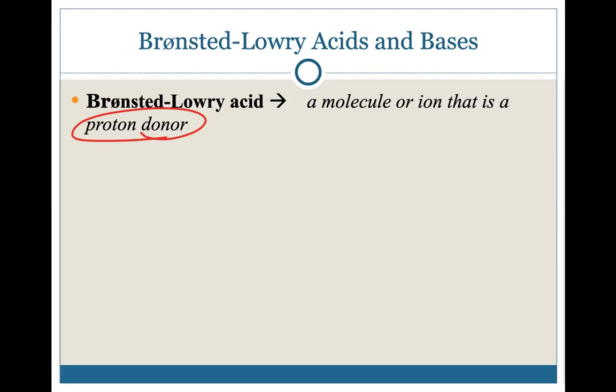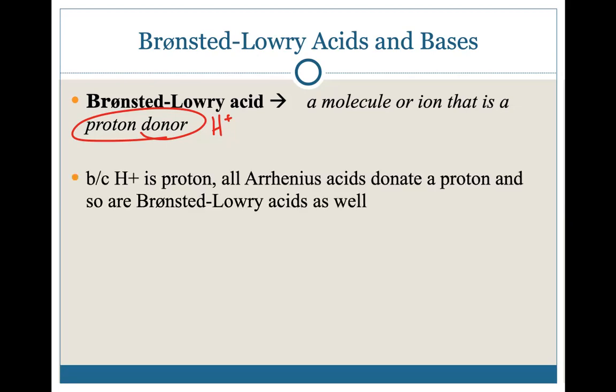Now, I want to remind you that a proton can also be defined as a hydrogen ion, because hydrogen has only 1 proton and 1 electron. So when hydrogen becomes an ion, it loses its 1 electron and it is literally just a proton. So anything that donates a hydrogen ion or a proton is considered a Bronsted-Lowry acid.